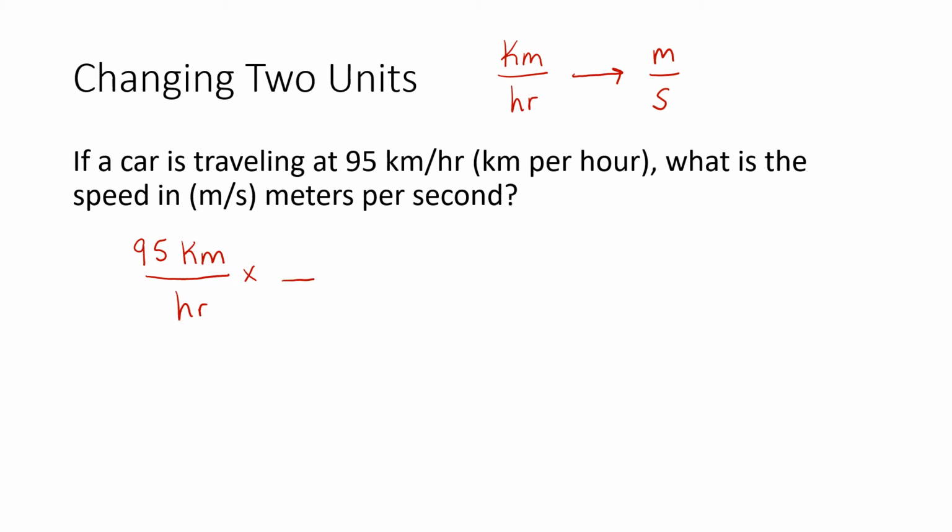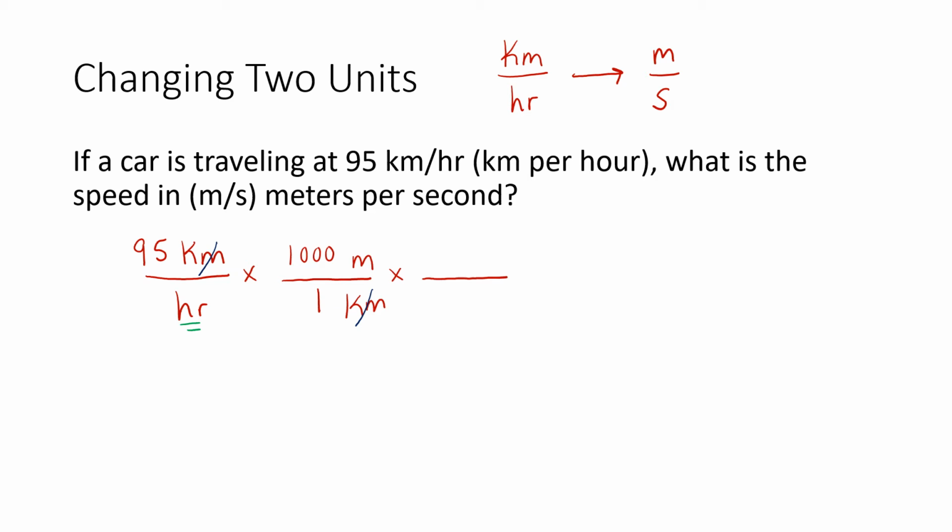And then we can choose, do we want to convert the numerator first or the denominator first? So if we start with the numerator and we want to convert kilometers into meters, we can do that directly. Kilometers, the larger unit, so 1 kilometer will be 1,000 meters. Our units of kilometers will cancel. If we were to stop now, our units would be in meters per hour.